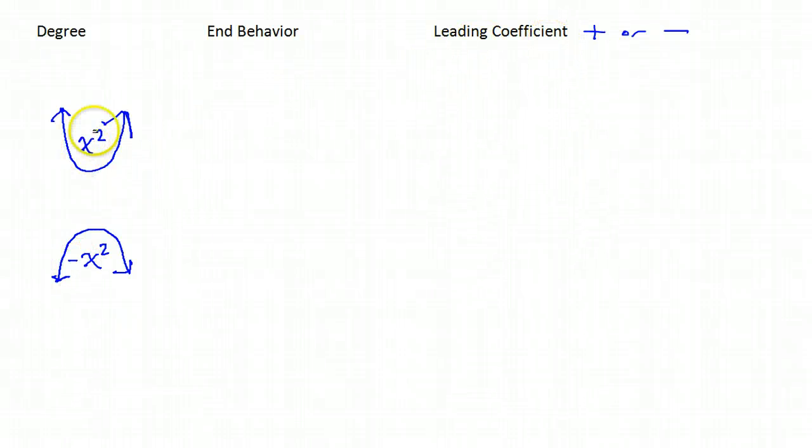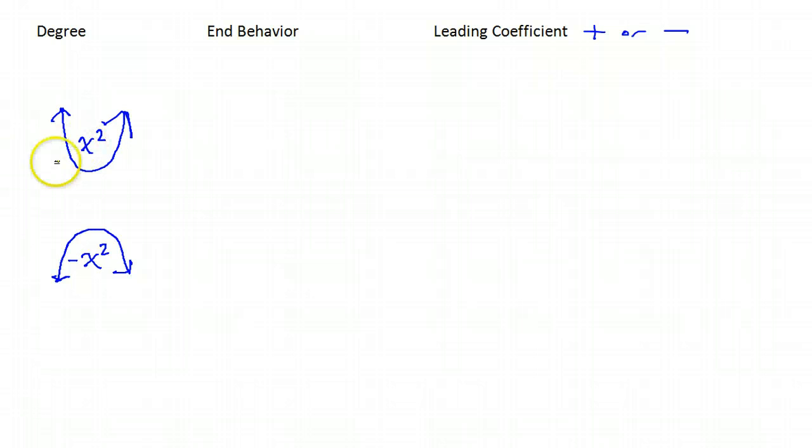So this upward facing parabola is degree 2. You know it's quadratic, it's like x squared. But you also know that the leading coefficient is positive because it's upward facing. If it's an upside down parabola, you know it's degree 2, and you know it has a negative leading coefficient. That's why it's upside down. Of course, end behavior: on the left it rises, on the right it rises. And in this case, on the left it falls, and on the right it falls.